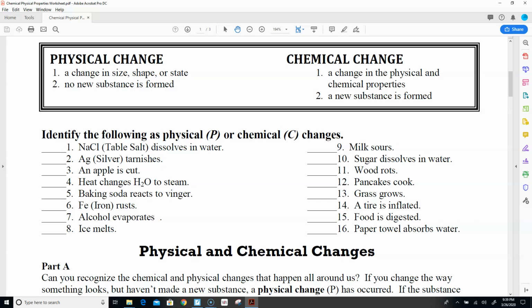That's physical because once again, it's still salt. You can boil the water off, the salt remains behind. Number 2, silver tarnishes. That's going to be chemical. Silver tarnishes like rust. An apple is cut.